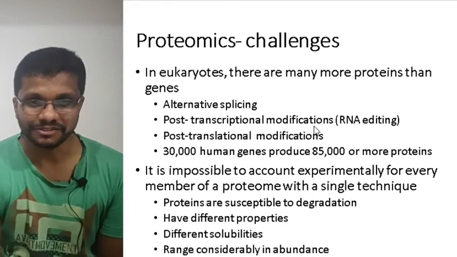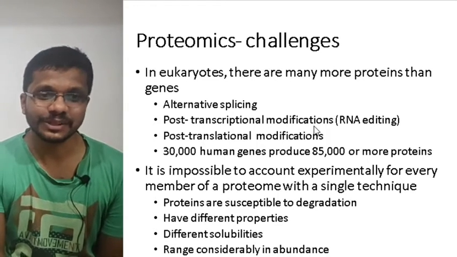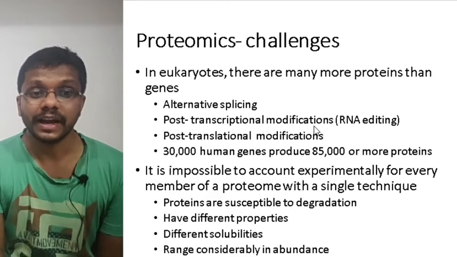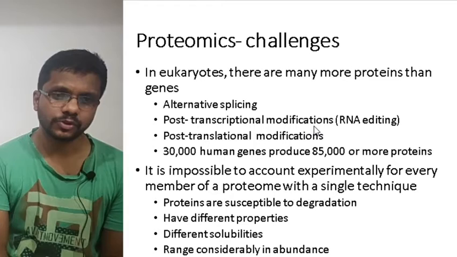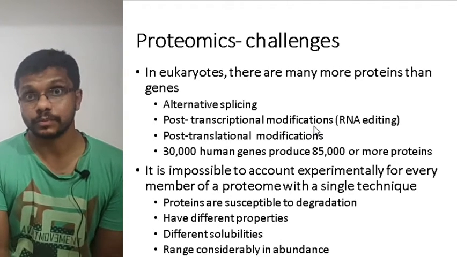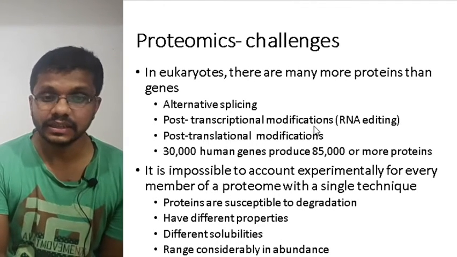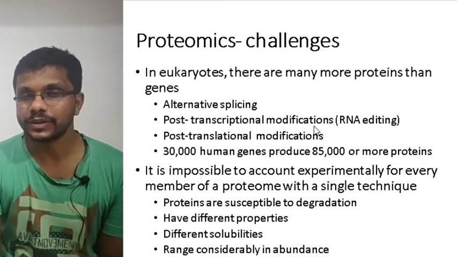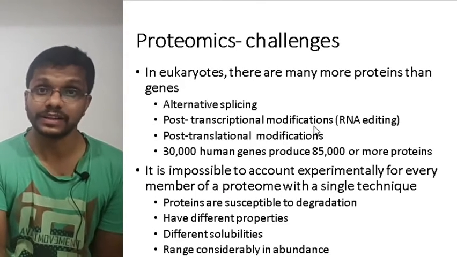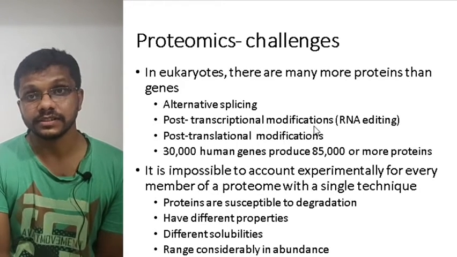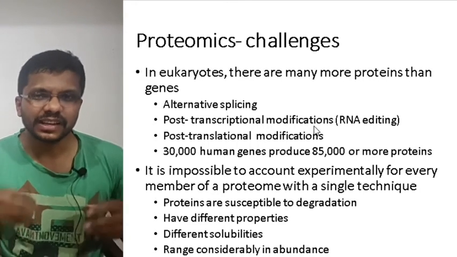So there is a huge difference. This difference is arising due to alternative splicing and post-transcriptional modification and also the post-translational modification. So these all contributed to increased number of proteins. Then the other thing is that all proteins are different. They have different properties. They have different physical properties, different chemical properties, structural properties, enzymatic properties. So they are a very diverse group.